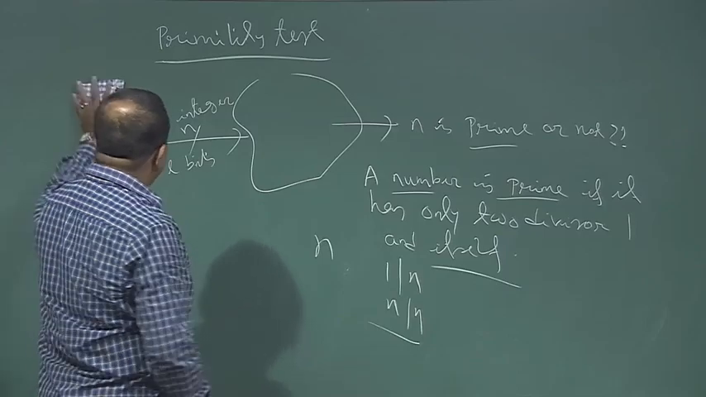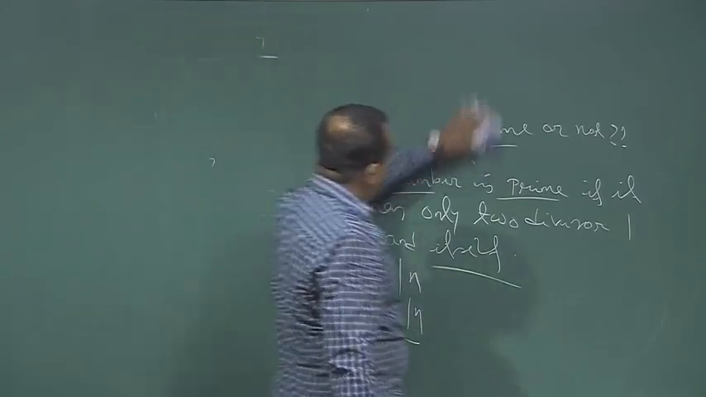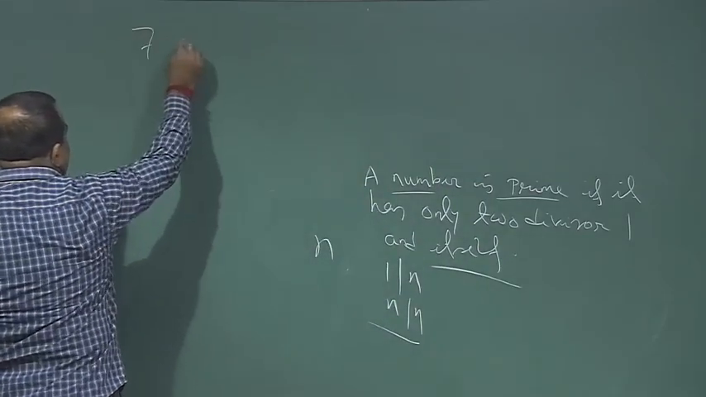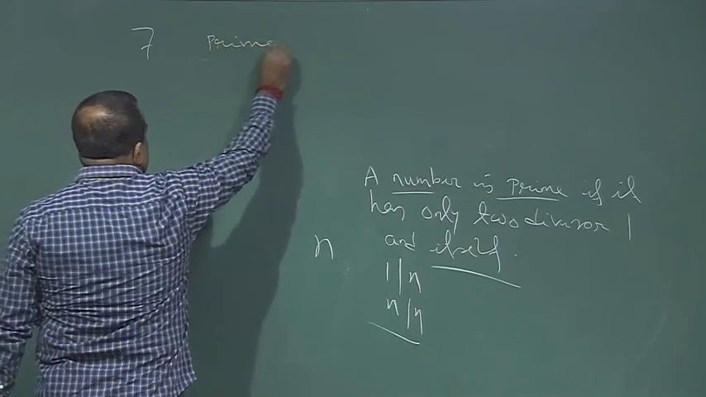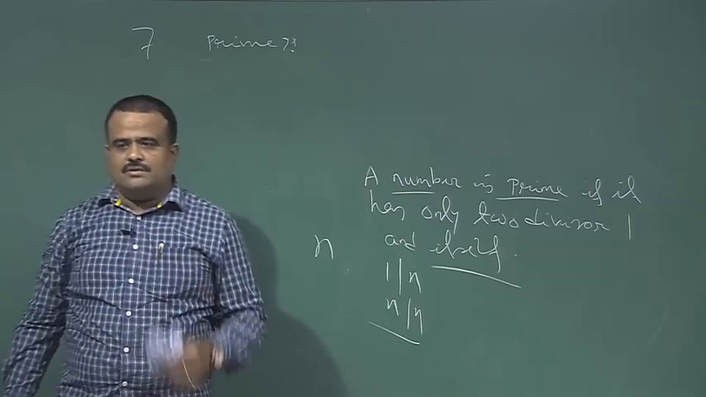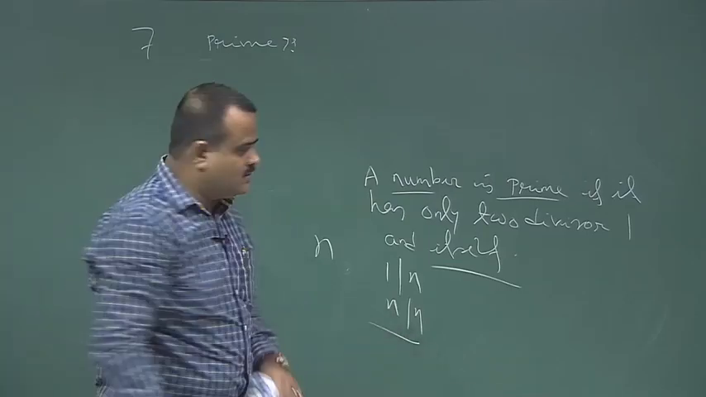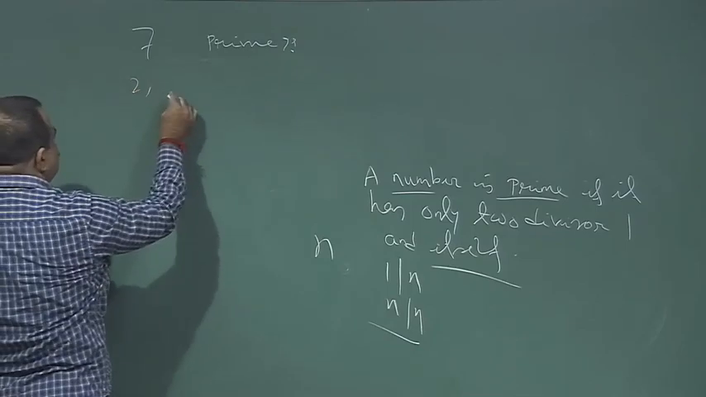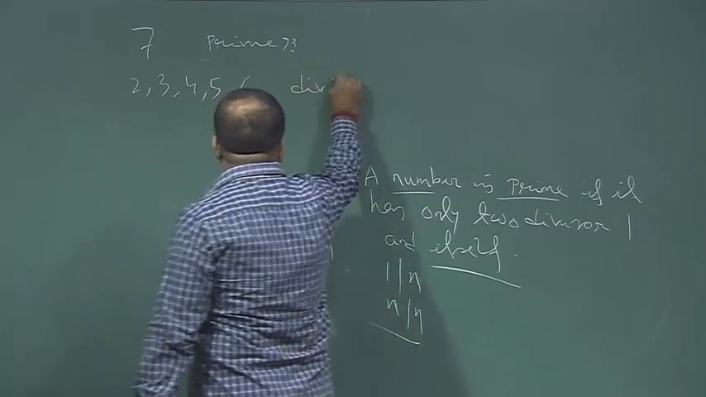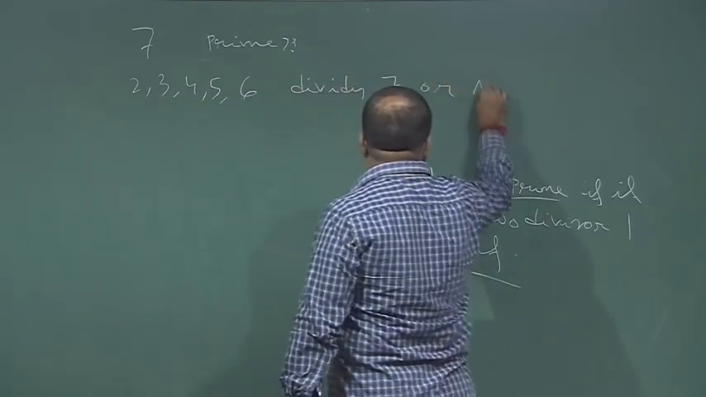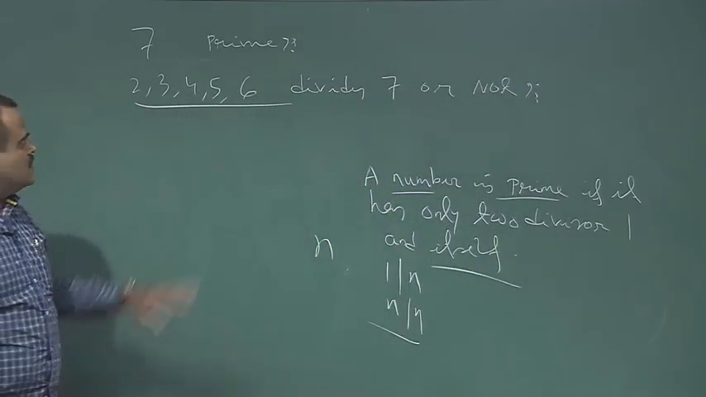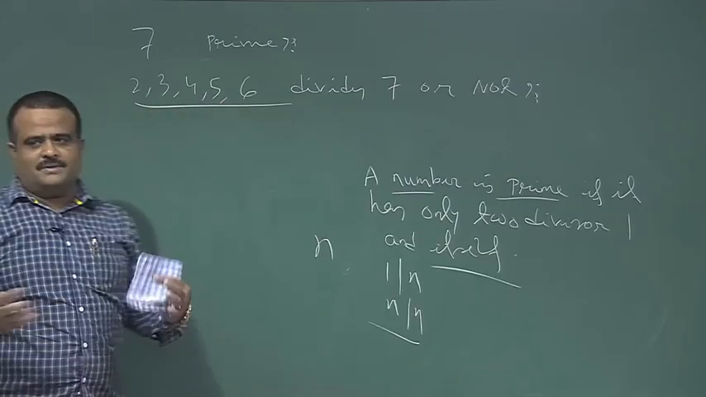Now, how to test whether 7 is prime? We want to check whether 7 has any factor other than 1 and 7. That means we have to check whether 2, 3, 4, 5, 6 divide 7 or not. If we check that, then we are done. No number divides 7, so that means 7 is a prime.